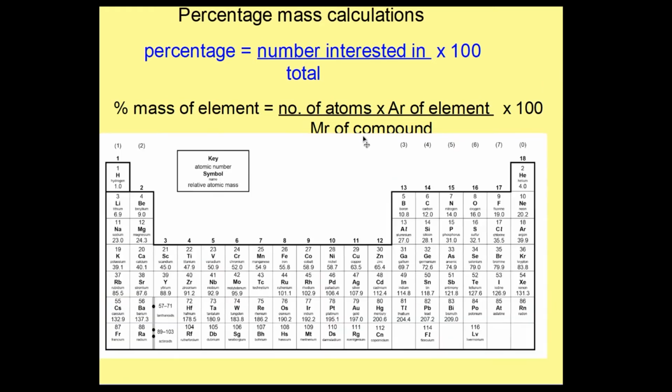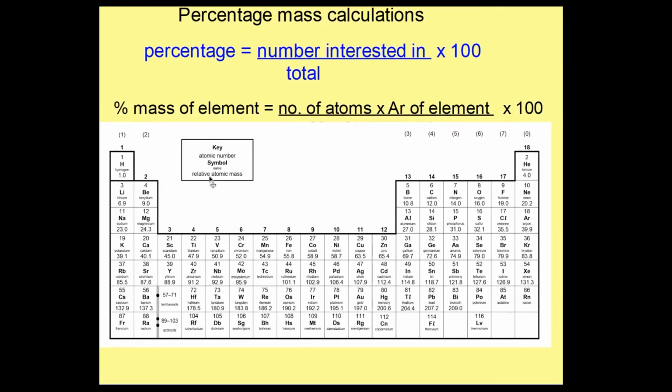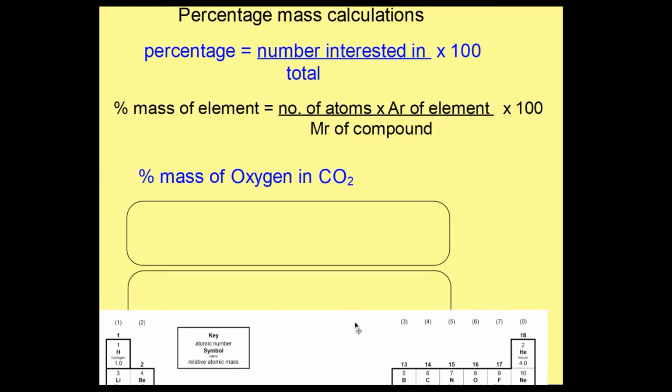So hopefully your periodic table looks something like this. The relative atomic masses are the bottom numbers here, which are all generally to either 3 or 4 significant figures. 1 decimal place at A level is the way that we usually work to.